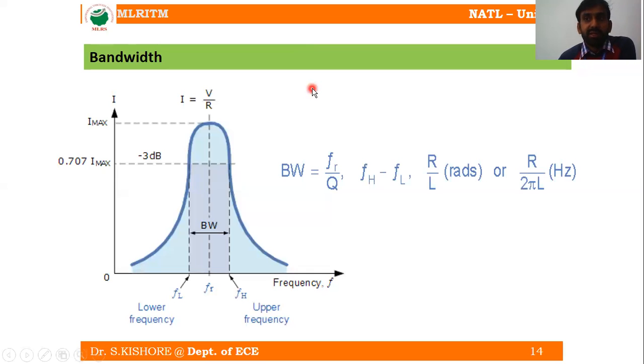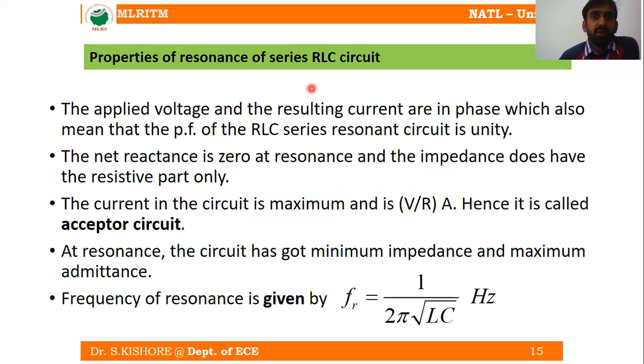So let us look into the properties of the series RLC circuit. These are the key points which you have to remember. In this, the applied voltage and the resulting current are in phase, which also means the power factor of the RLC resonant circuit is unity. The power factor is unity.